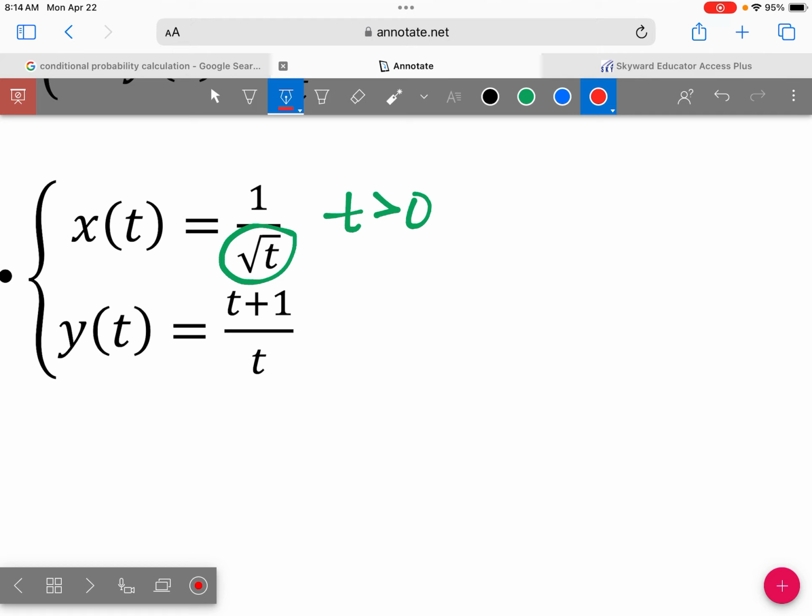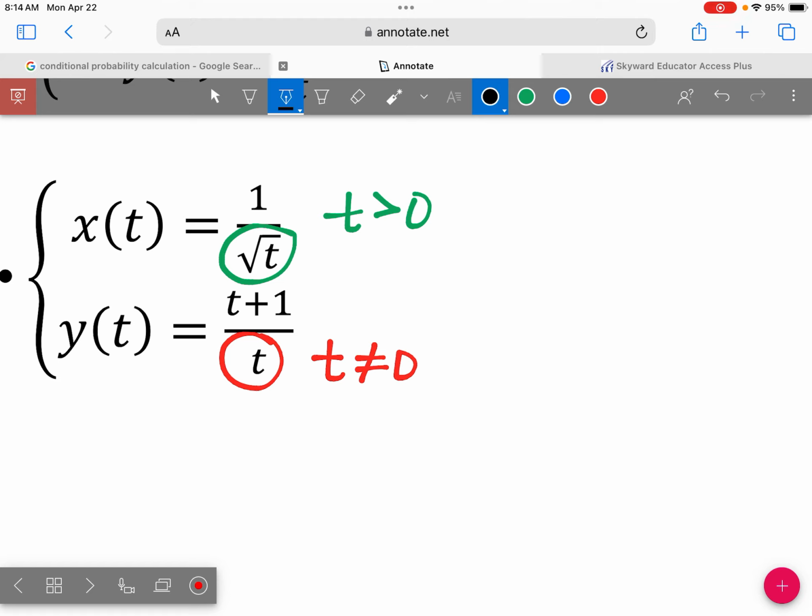And then our second one has a t in our denominator, so t cannot equal 0. So this actually takes care of this one because we already established that it couldn't equal 0 in this first one. All right, so now that we have that, we know that this is at minimum our domain, and we'll see if we need to add anything else to it.